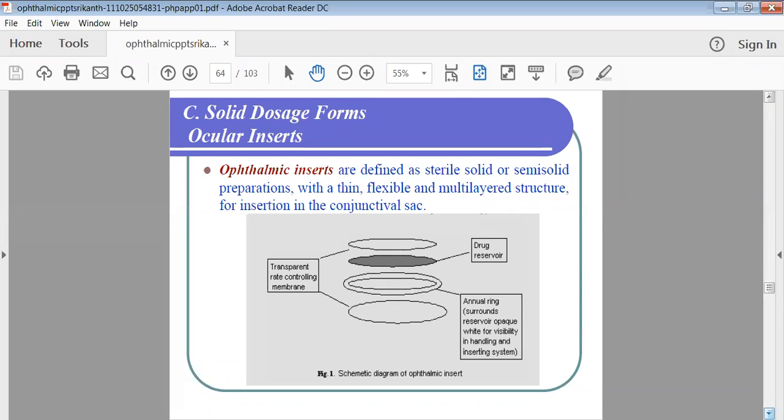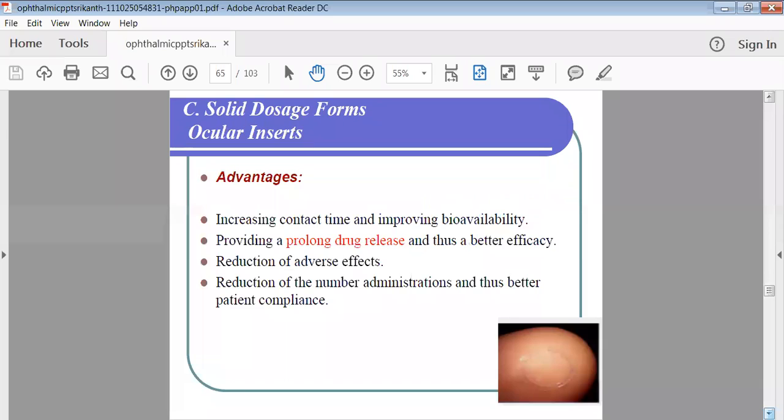So when we require longer treatment for the eye, in that case we can use such ocular inserts. They are made using various kinds of polymers, and they are non-reactive and non-toxic to your eyes.